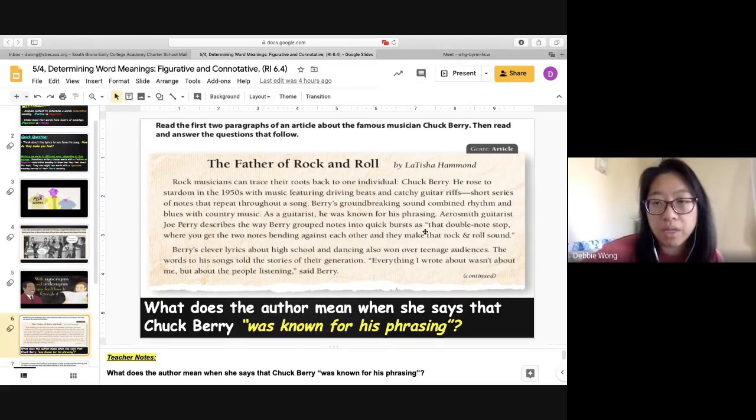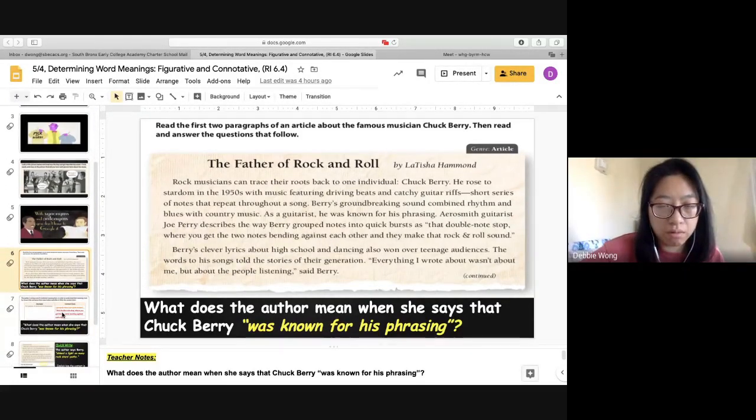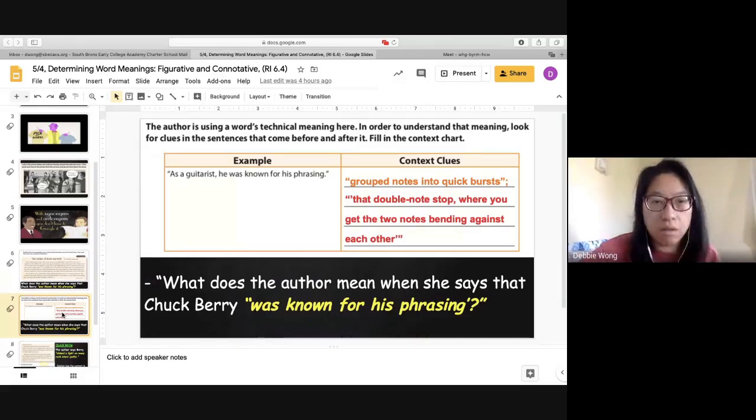Then he has quick bursts as that double note stop where you get two notes bending against each other. So technically, is it supposed to be combined or is it not supposed to be combined? When it says bending against. So he's describing the way he sees music and the way he feels about music. The author is using words' technical meaning, all right, which is kind of like what I described there, the context clues. So that's how I figured out he was known for his phrasing.